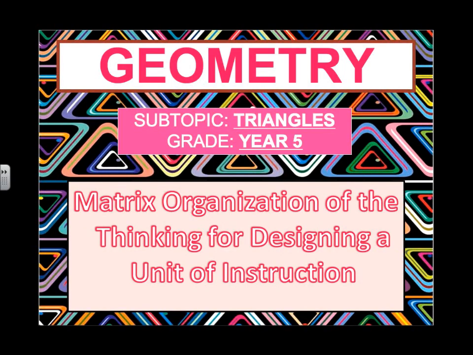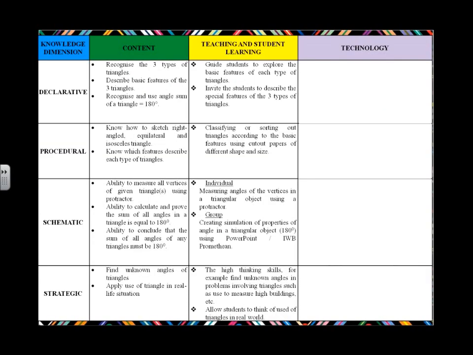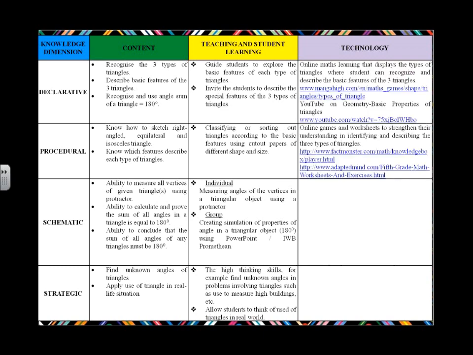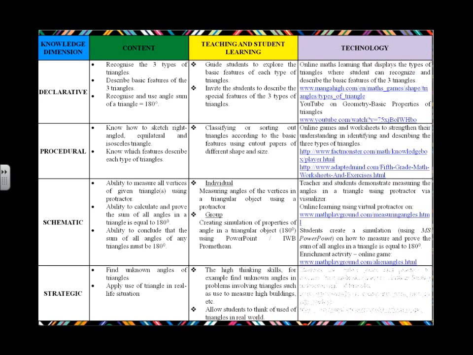Our group had chosen the topic on geometry and the subtopic on triangles for the year 5. This is the matrix that our group have designed that consists of the four knowledge dimensions, that is declarative, procedural, schematic, and strategic. The following are the technology that we use in our lesson plans according to the dimensions.